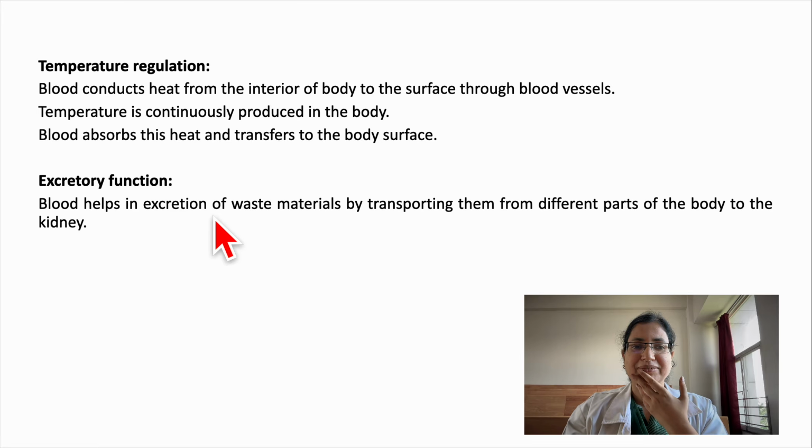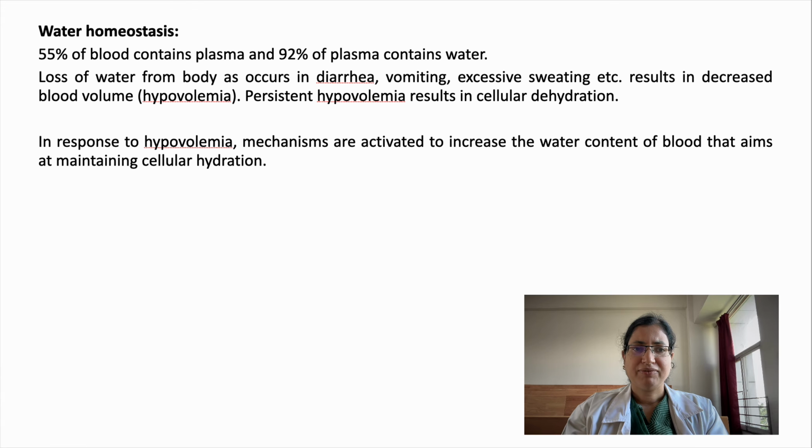Excretory function, blood helps in the excretion of waste material by transporting them from different parts of the body to the kidney. So this is very important here. Water homeostasis. What is homeostasis? Keeping the balance in the body. So homeostasis means keeping things at a constant level. So here homeostasis of the water is maintained by blood.